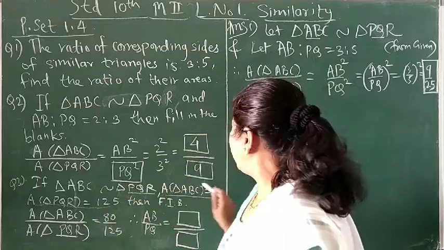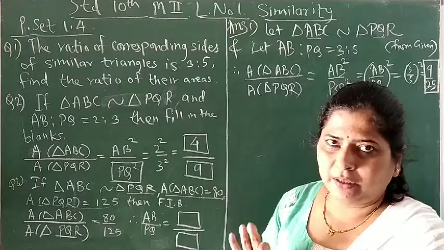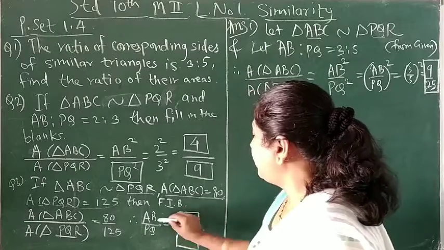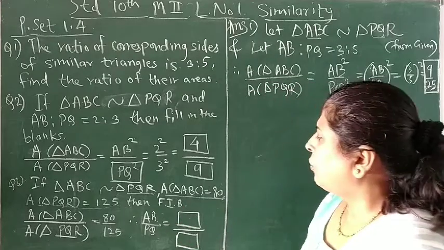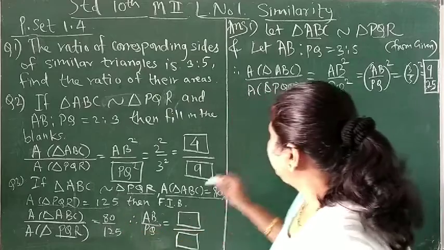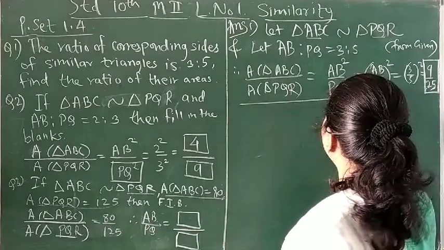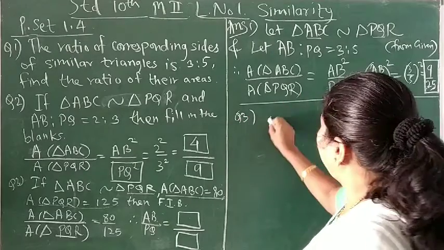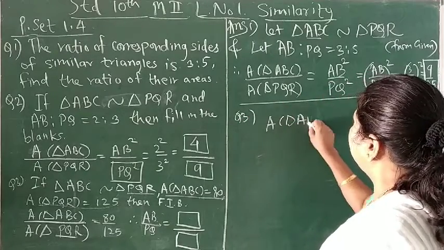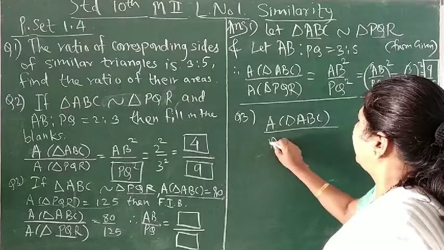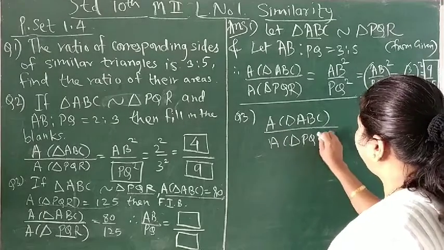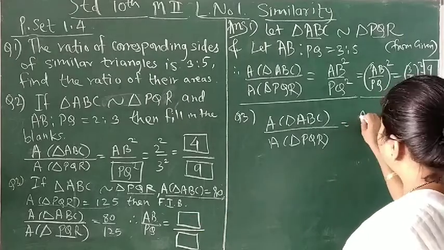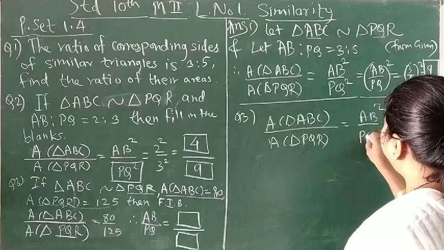Correct. Now 80 upon 125 is already given in the question. Now what we have to write? Now we have to write AB upon PQ is equal to what? Box. Okay. So now we know that area of triangle ABC upon area of triangle PQR, we can do as a rough work because we have to fill in the final answer here. So it is AB square upon PQ square.